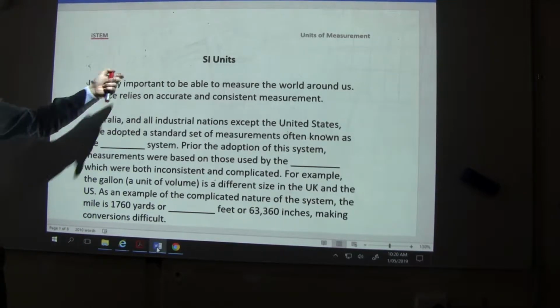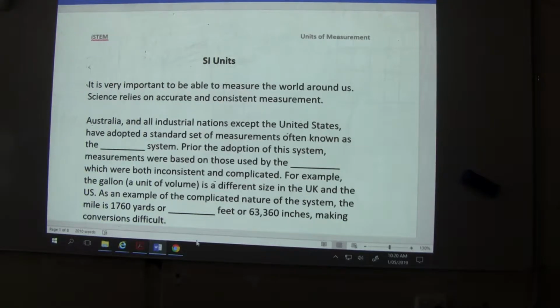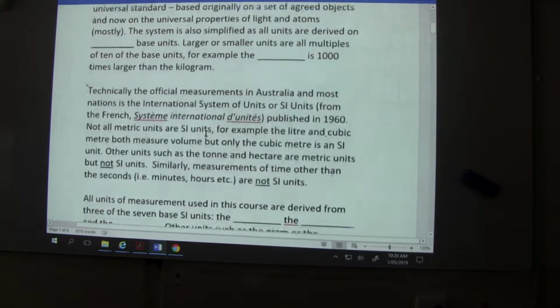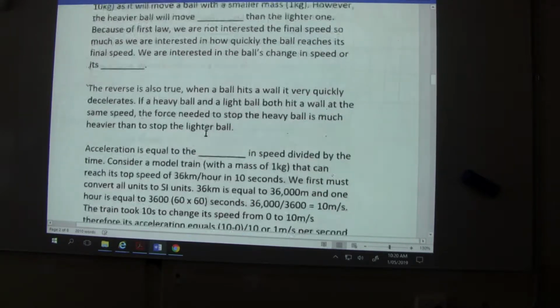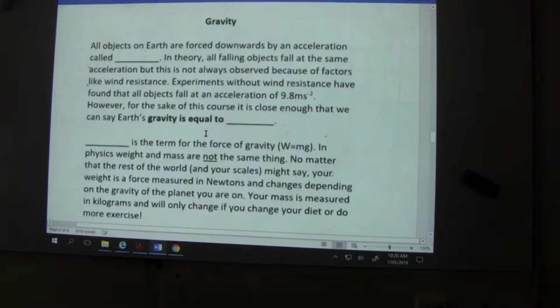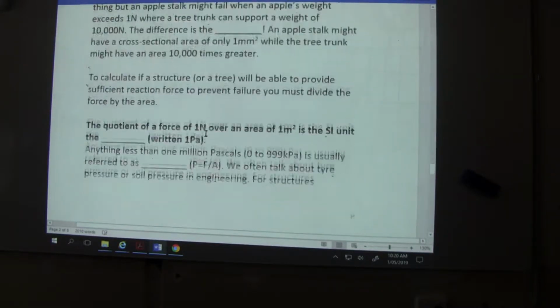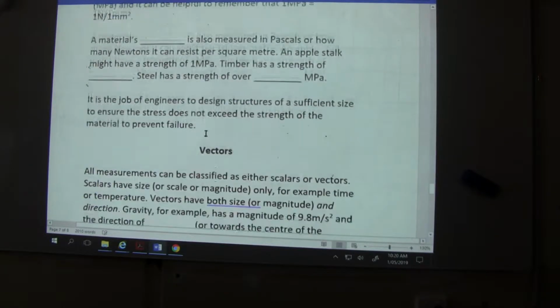Okay, so in this lesson, I'm going to be going through the systems, the unit of measurement, which is the SI units. I'm going to be going through Newton's 3 laws of motion, and I'm going to be going through force, gravity, pressure, and strength. At the end, I'll be talking about vectors.